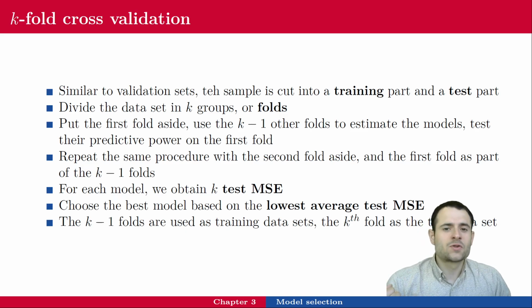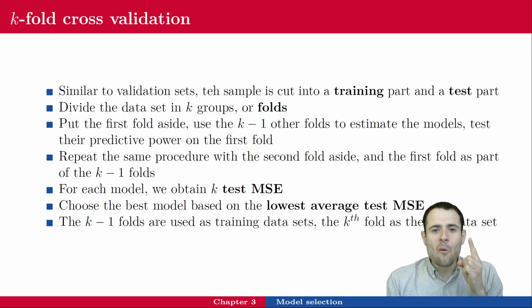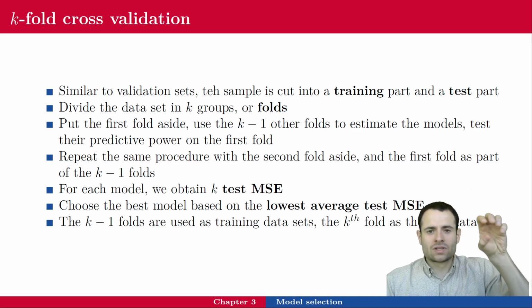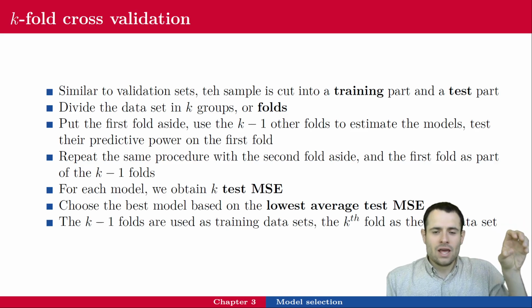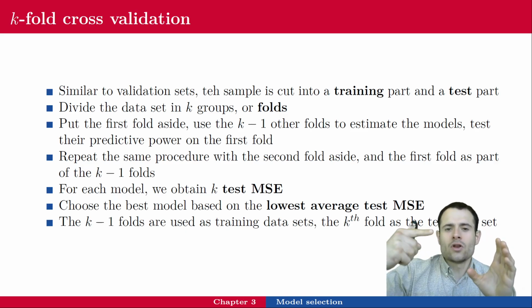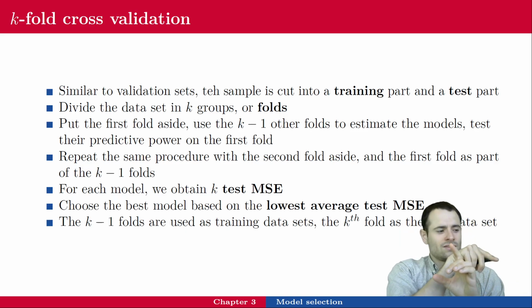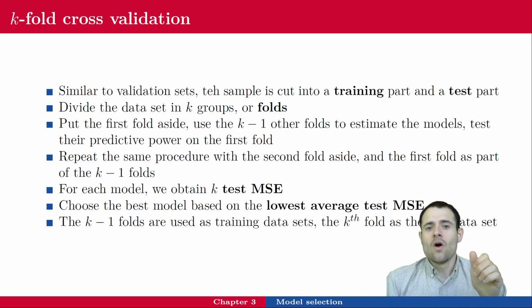In fact, there is even a special case of cross-validation called leave one out cross-validation. As the name suggests, instead of taking one fold out, you take one observation out. So if your sample has 1,000 observations, you take one observation out as your test observation, and you keep the remaining 999 as your training observations. You run your models on the 999, and you try to predict the last one, the one that was left out, and that gives you one test MSE, one test error.